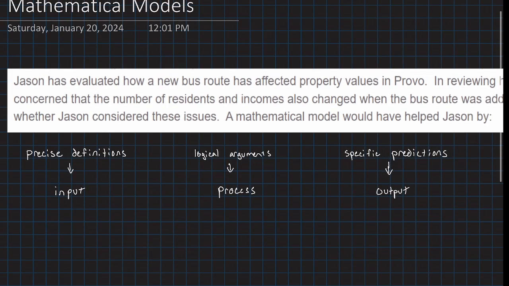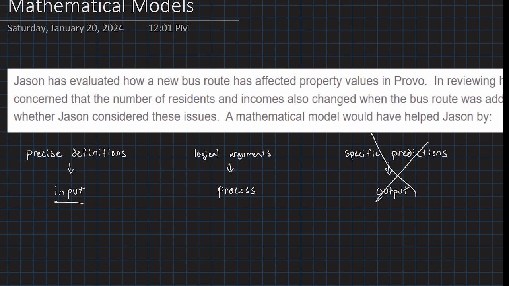So Jason basically was hired to evaluate a new bus route, but the city council is concerned that he did not take into account certain factors. So is the problem here the fact that he didn't take into account certain factors? Is this an input problem, a process problem, or an output problem? Well, I can tell you right off the bat, it's not an output. So is it a process or is it an input?